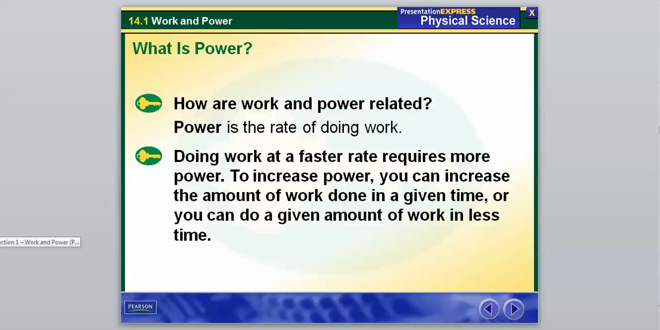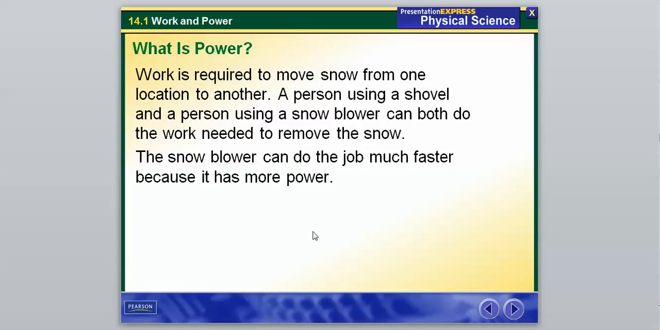So power is the rate of doing work. So that just means the faster you do work, probably the more power you're going to have. So doing work at a faster rate is going to require more power, which is what I just said. In order to increase power, you can either increase the amount of work done in a given time, or you can do a given amount of work in less time. So power is basically how quickly you can do work. How fast can you apply a force in the direction of motion for an object? So that is what power is.